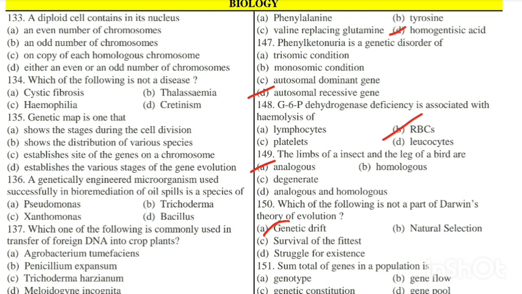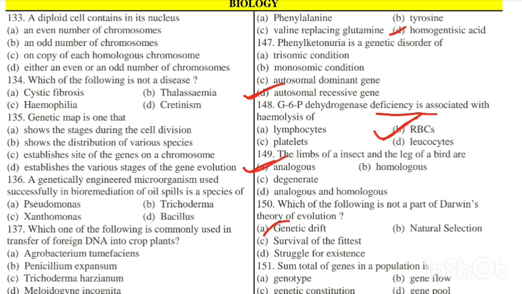Phenylketonuria is a genetic disorder of autosomal recessive gene. Then glucose 6-phosphate dehydrogenase deficiency is associated with RBCs. The limb of insect and leg of birds are analogous with each other. That means different structure and similar in function.